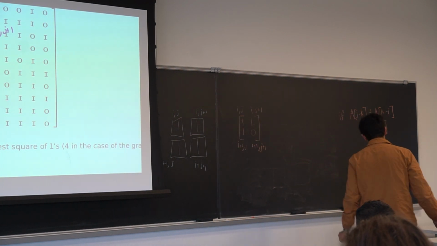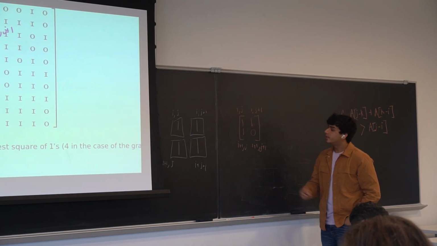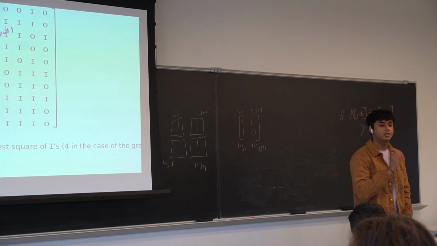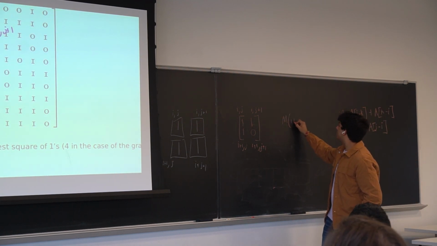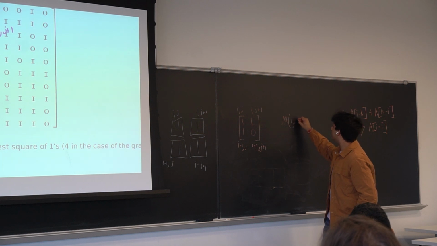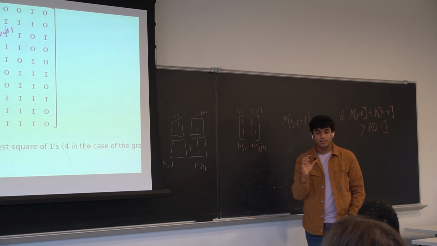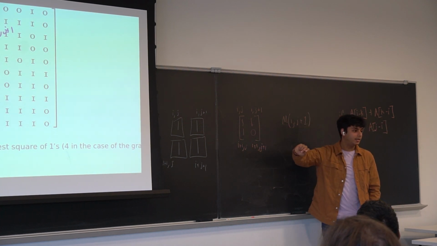The question asks for the maximum possible subsquare. So we're going to call that M. M of ij will give you the maximum possible subsquare starting at i and j. What is M of i comma j plus 1? So let's be clear. M of ij gives you the side length of the largest subsquare of 1's starting at ij.